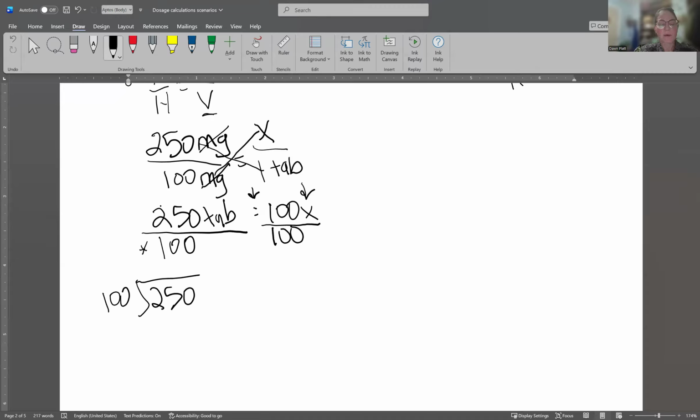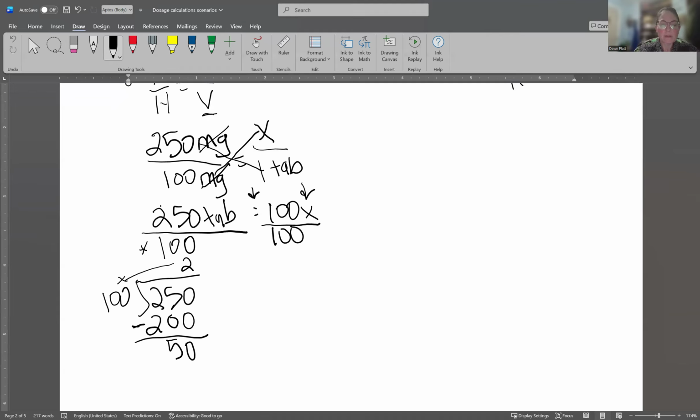We look at this and say, okay, 100 doesn't go into 250 evenly. But 100 goes into 250 up to 2 times, because 2 times 100 is 200. If I were to go to 3, that'd be 300, and that's too much, so you can't go over 250. So I'm going to put 2 up here. Then I multiply 2 times 100, and I get 200. Put it here. Subtract, and I get 50 left over.